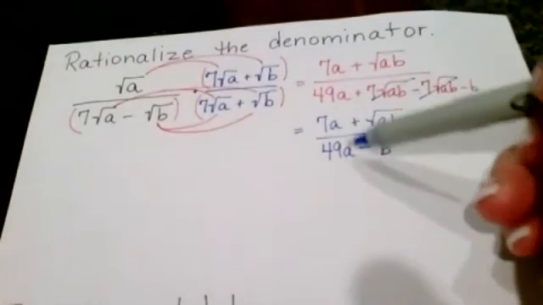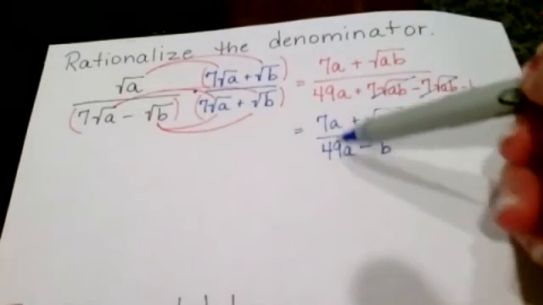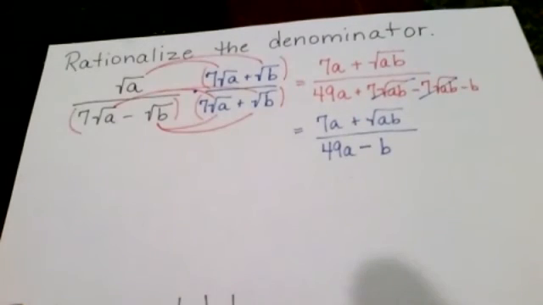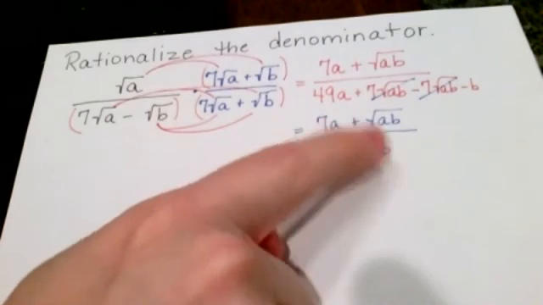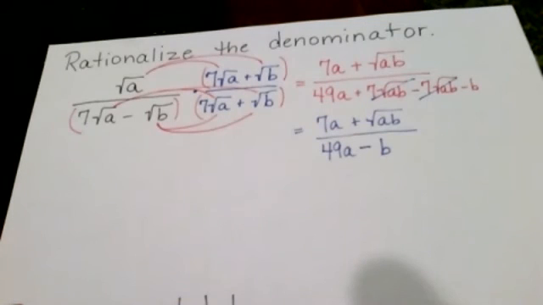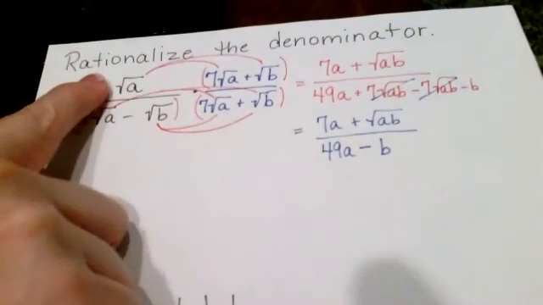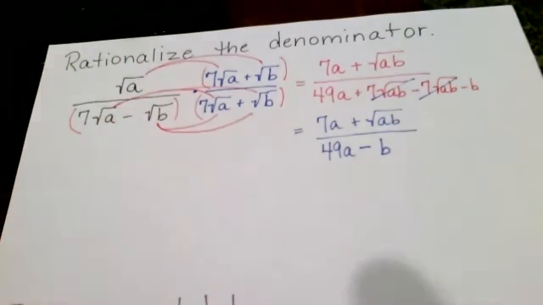Be real careful. You cannot cancel the a's here, nor can you reduce the 7 and the 49 because they're, we might say, married by these addition and subtractions to the other terms. So this actually is our final answer. We have accomplished our task, which was to get rid of the radicals in the denominator.